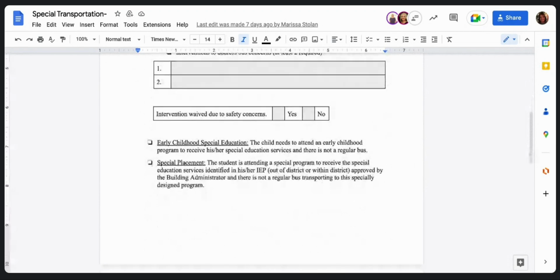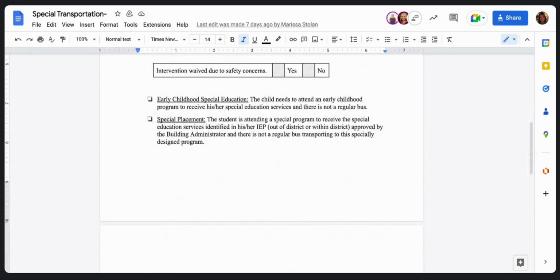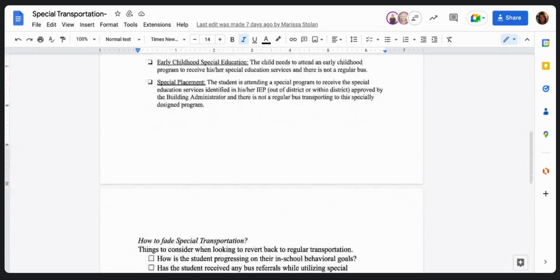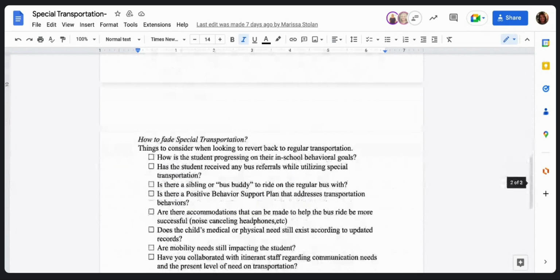And then sometimes the intervention is waived due to safety concerns. Maybe the safety concerns that have come up on the bus are just too significant, so you're not going to put those interventions in place. You're just going to jump right to special transportation. And again, that's why you want your coordinator or building principal to be involved in that. Early childhood special education is another one of those areas where they can qualify, if there's not a regular bus route to transport them, and then special placement. On the bottom, Jenny, thank you.